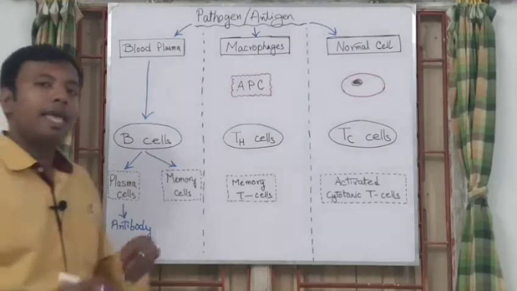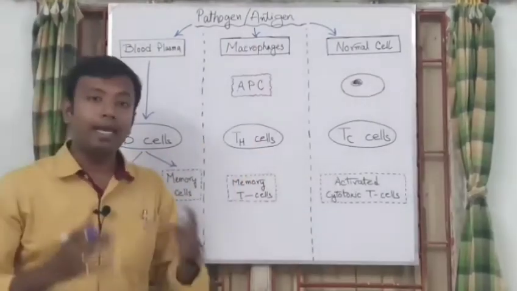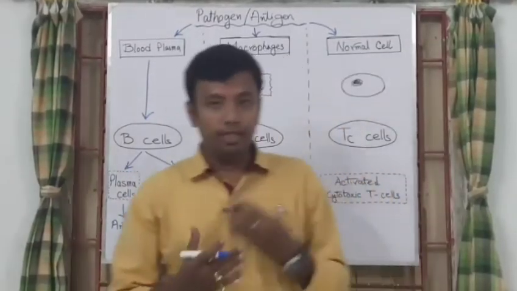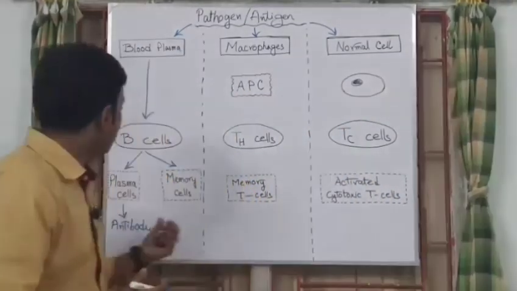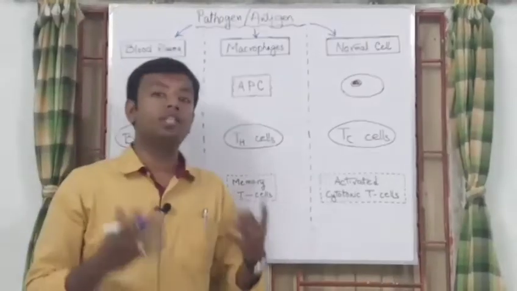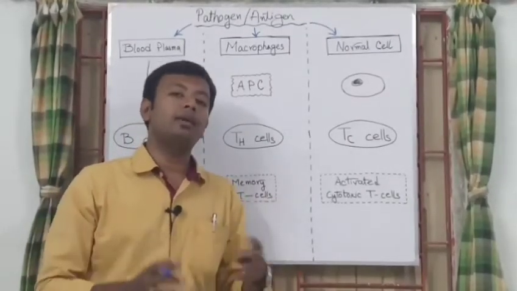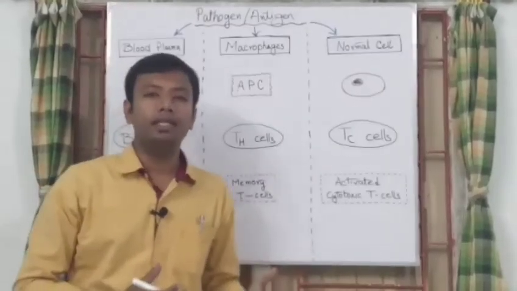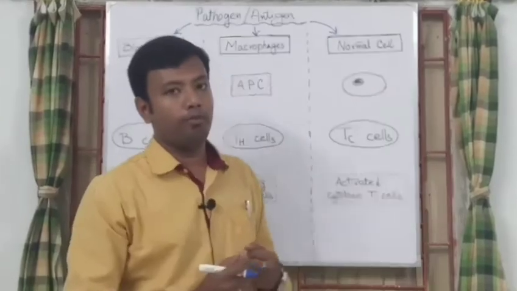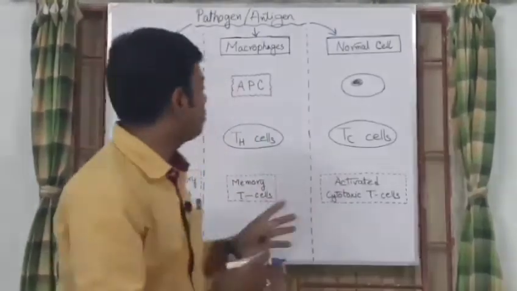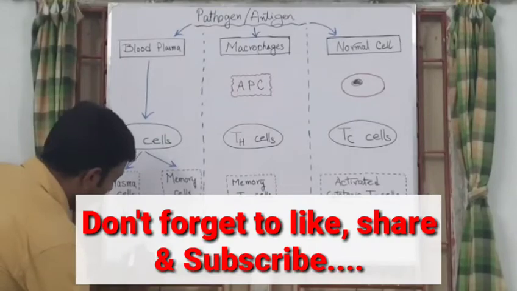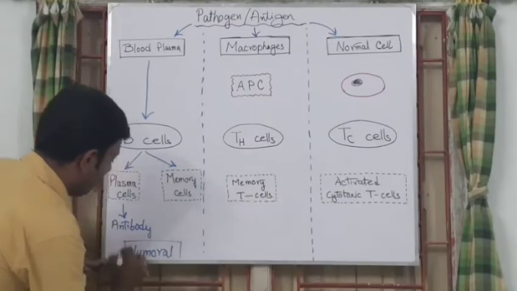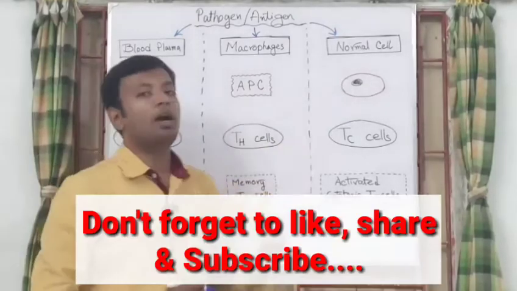This antibody can then neutralize this foreign antigen by several kinds of reactions like agglutination, precipitation, etc. Or antibody can also help in opsonization, that is marking or tagging the foreign antigens. Or antibody can also bring the foreign antigen to the complement system of our body. So this first column represents the humoral immunity of our body.